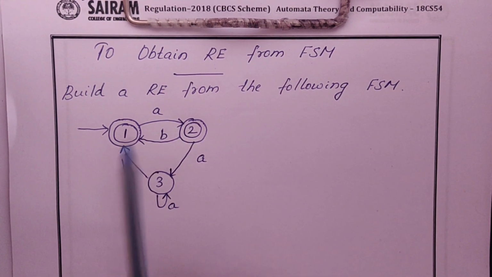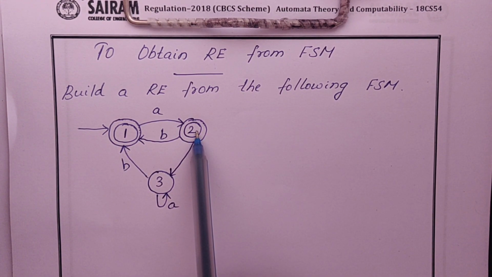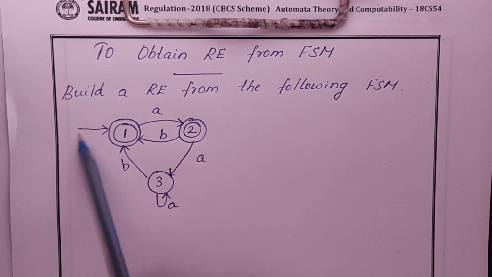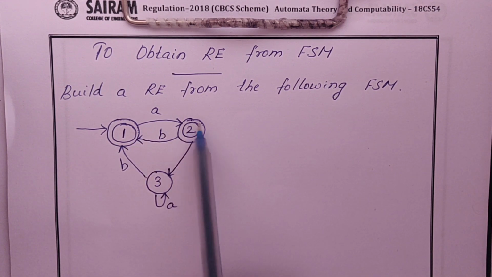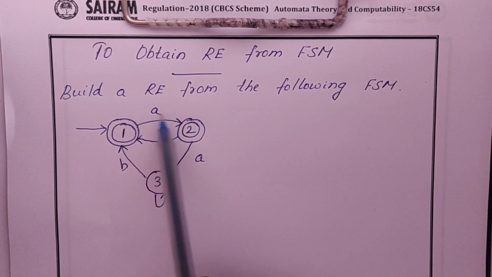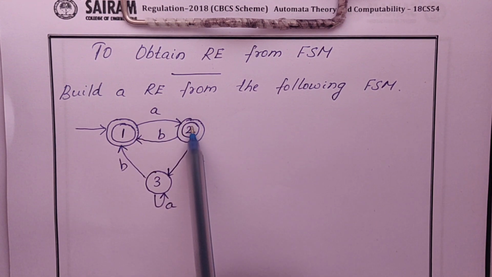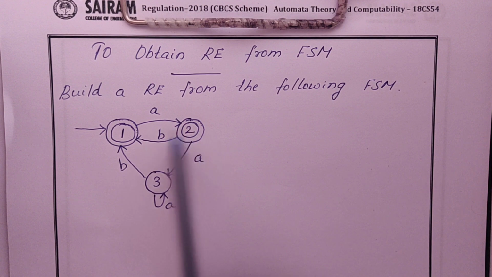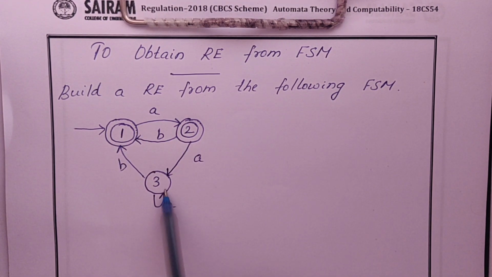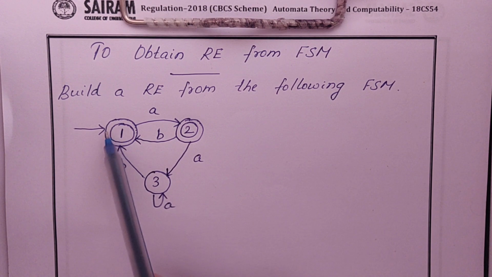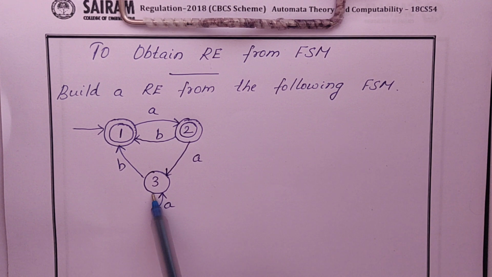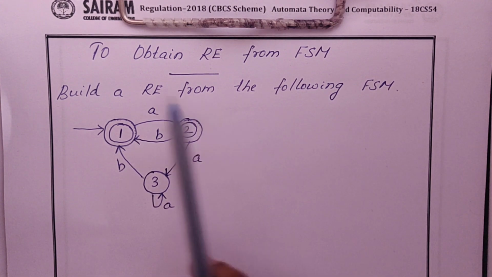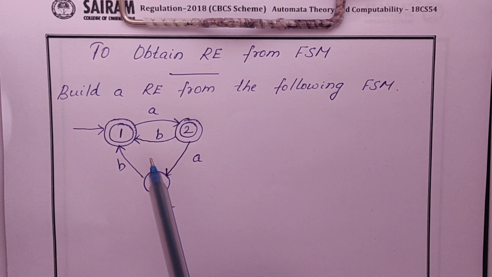We'll check. This is my start state. Now check, can I reach this state 2? I can reach state 2. I am starting from start state. From 1, there is a transition to 2. When state 1 takes an input, it is moving to 2. So I can reach 2. Similarly, from start state, I can reach my state 3 also. Start to 2, then from 2 there is a transition to 3, so I can reach my state 3 also. So in this question there is no unreachable state.